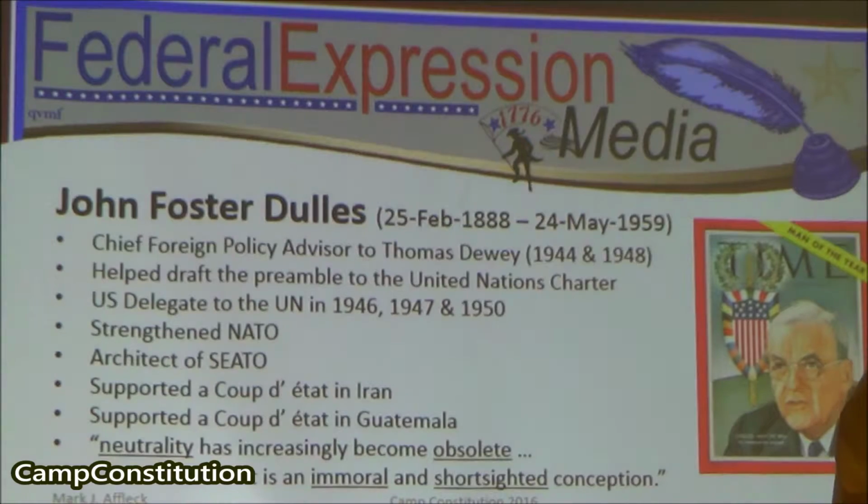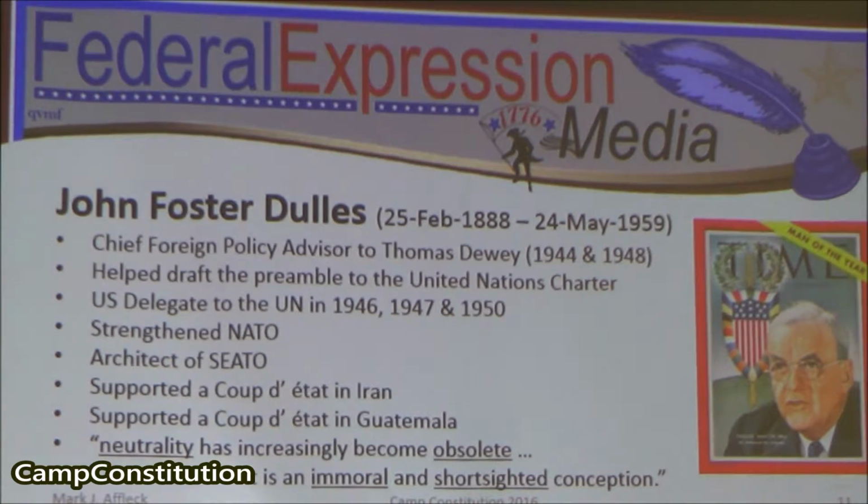Now, in politics, John Foster Dulles was the chief foreign policy advisor to Thomas Dewey. Thomas Dewey was a Republican candidate for president. He ran in both 1944 and 1948. So he lost to Franklin Delano Roosevelt, and he lost to Truman as well. But John Foster Dulles was his chief foreign policy advisor.